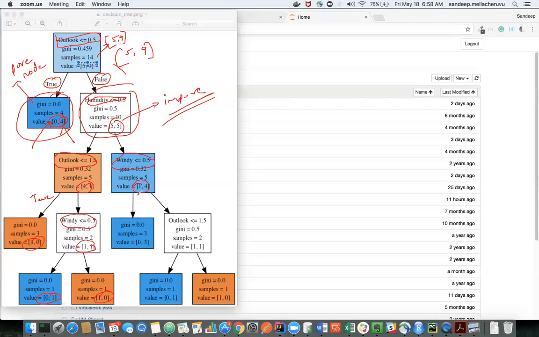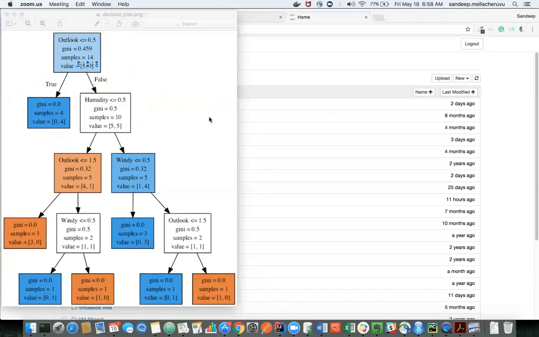Now again on windy, if I split, here I got a pure node, and in this case I did not get a pure node. Again I split it by outlook. Once I split by outlook, I get two nodes, and each of these nodes is a pure node. Are you clear so far? We are going to understand what these numbers mean, and what this Gini and all these things are. But at the basic level, do you understand how we are splitting?